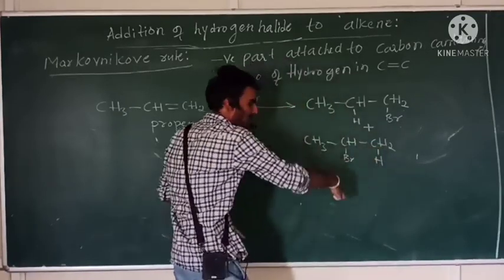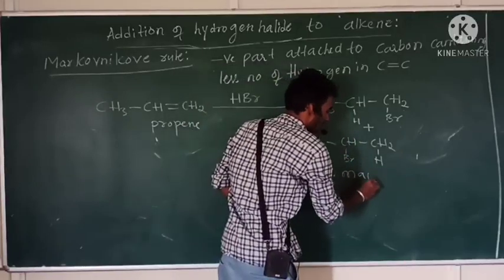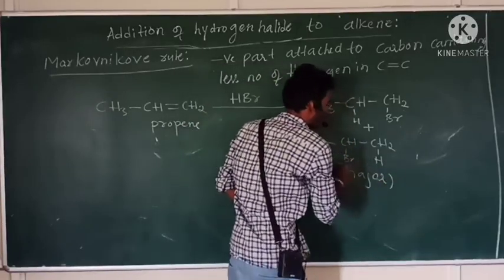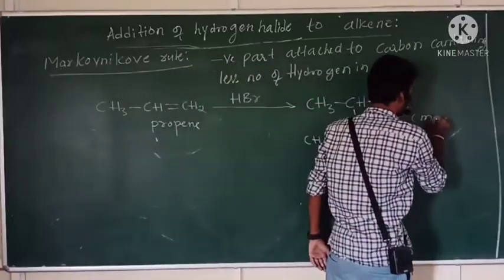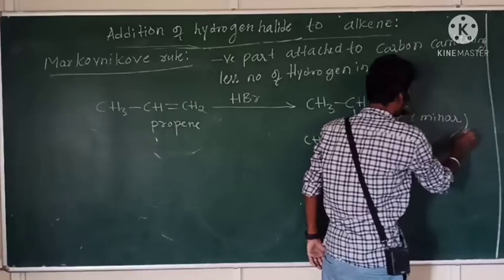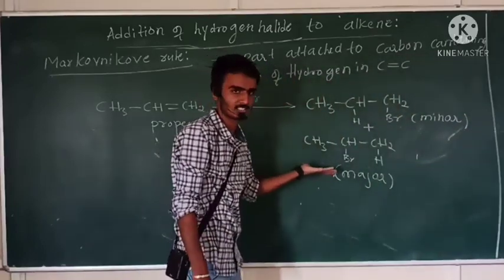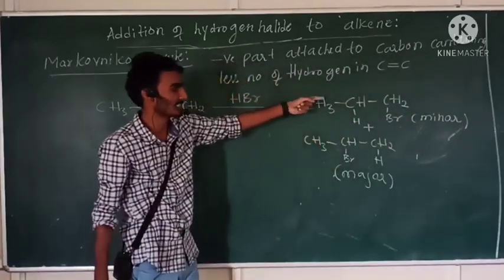So this will be considered the major product, and the other will be considered the minor product. Major product means the higher percentage of yield obtained in this reaction. That is the major product; the other we take as minor.